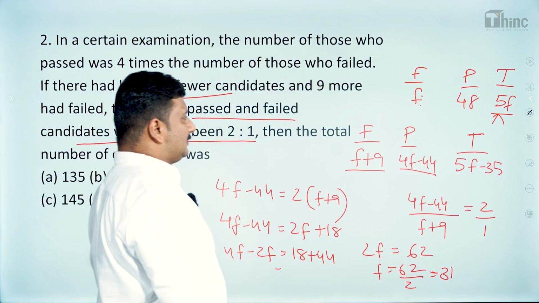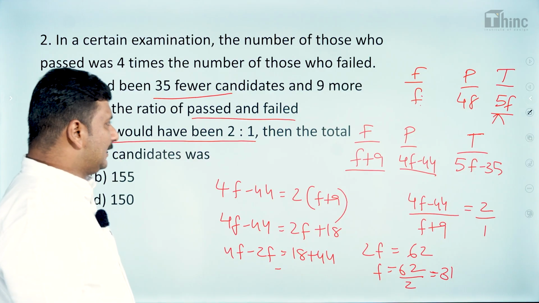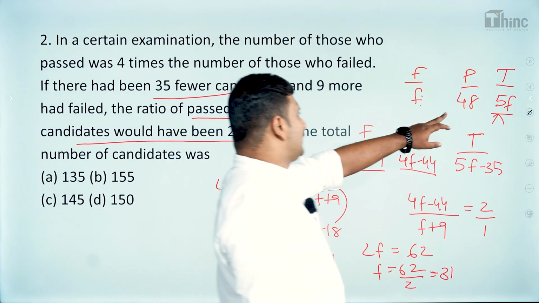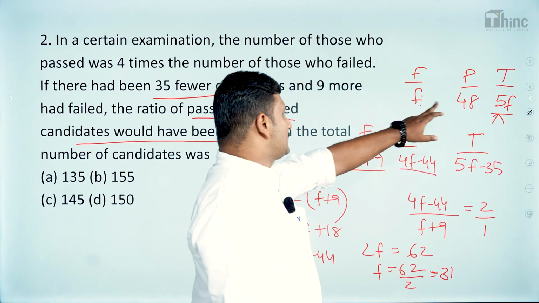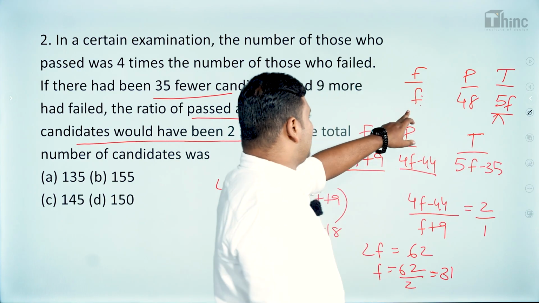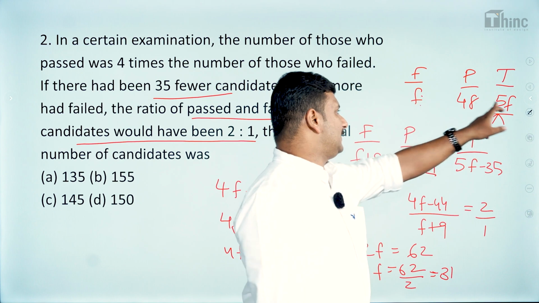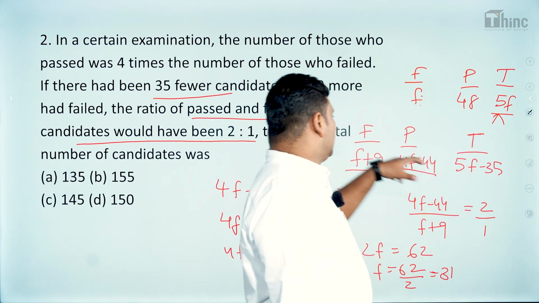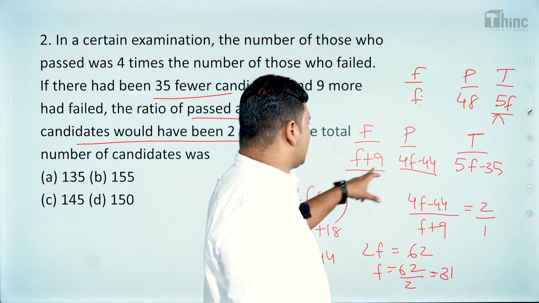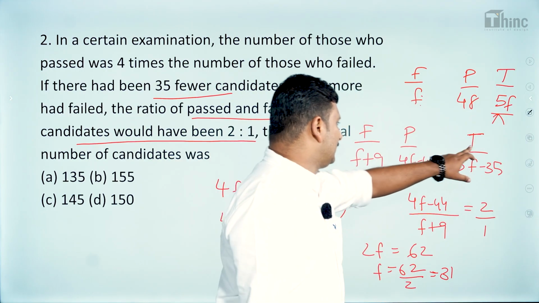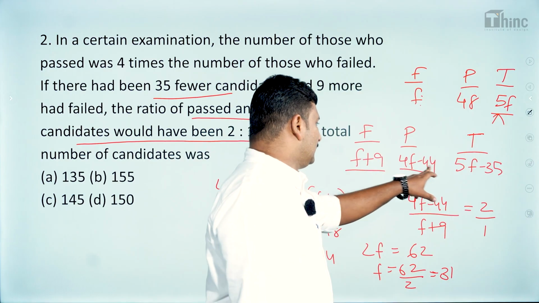So let me just summarize what we did till now. Initially, those who passed is 4 times those who failed. So initially those who failed is f, and passed is 4f. So total will be 4f plus f, that is 5f. Now 35 fewer candidates are there in total, and 9 more had failed. So failed is f plus 9, total will be 5f minus 35. So those who passed will be total minus those who failed.